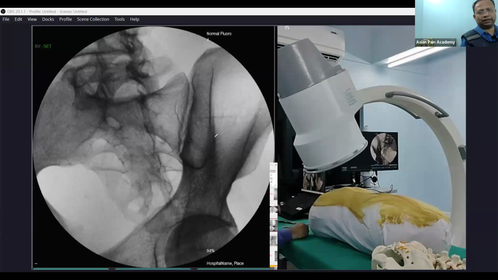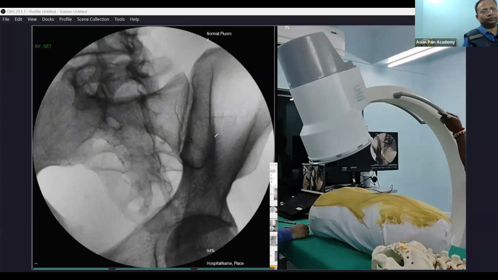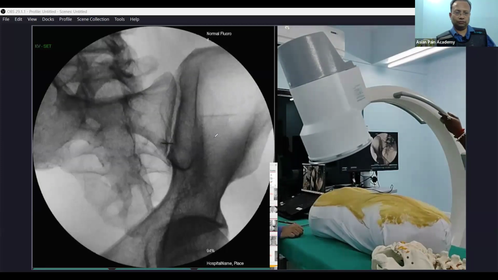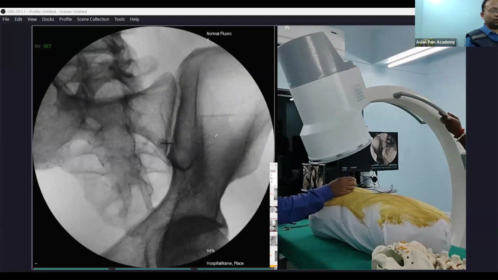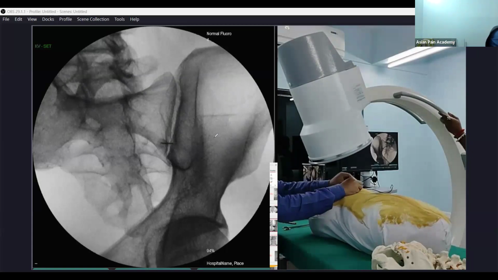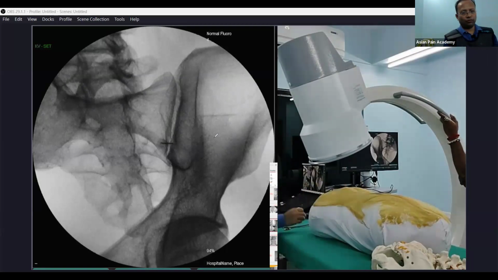A bit less. Decrease the angle. Yeah, so this is in the joint only. So I can palpate actually. I can feel actually that I'm inside the joint. So this will be looking like this only. Okay. So we can go in the opposite SI joint also. Again, show me the AP.